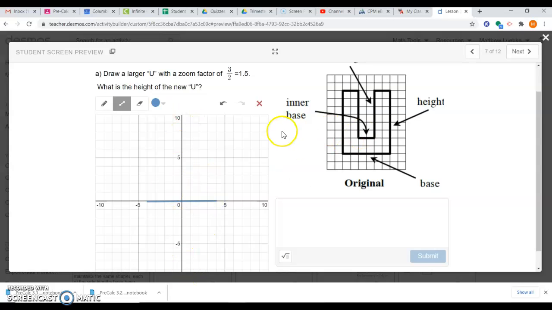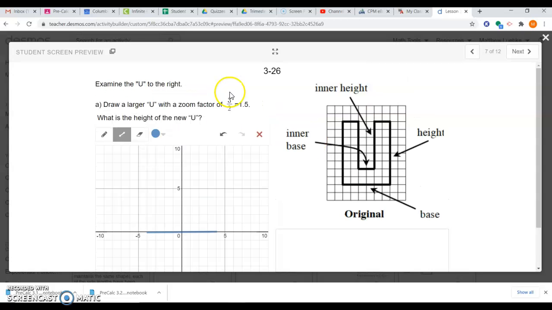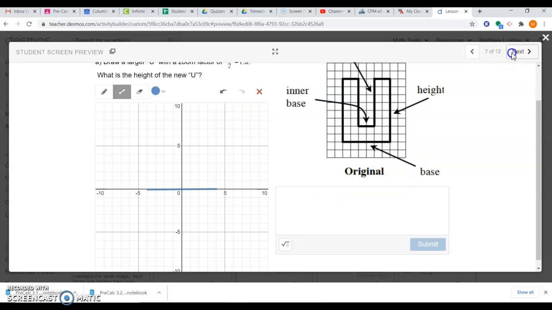And then I can increase each part of my shape here and get my new zoomed in shape. And then I want you to write what the new height would be after you increased it. And when I'm talking about height, I'm talking about outside height, not inner height, outside height, okay?